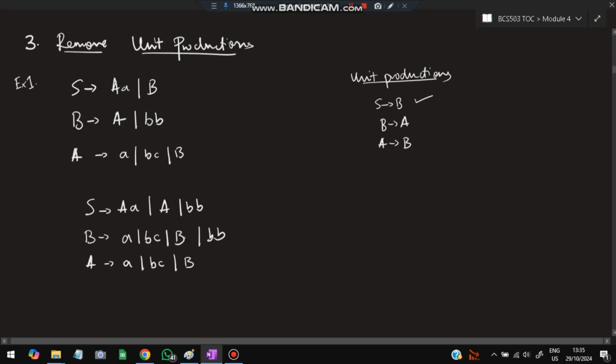Now B goes to B, there is no point. B goes to B, it will go on infinitely. So wherever it goes infinite, just remove it. If it's going to the same letter, just remove it. Now I've reached this point.